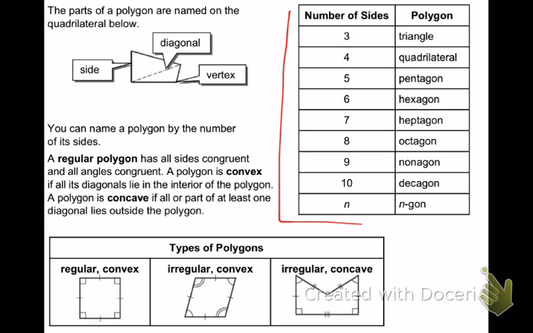All of the names of the polygons are here. An n-gon is where we just call anything beyond 10. They do have names for a lot of them, but you don't see them very often, so there's no point in memorizing it. These are the most popular ones, like 3 is a triangle, familiar with that. 4 is quadrilateral. 5 is a pentagon. 6 is a hexagon. 7 is a heptagon. 8 is an octagon. What's a famous octagon you see all the time? Stop sign. 9 is a nonagon. 10 is a decagon. The only other one I would add to this list is 12-sided. Does anybody know what a 12-sided shape is called?